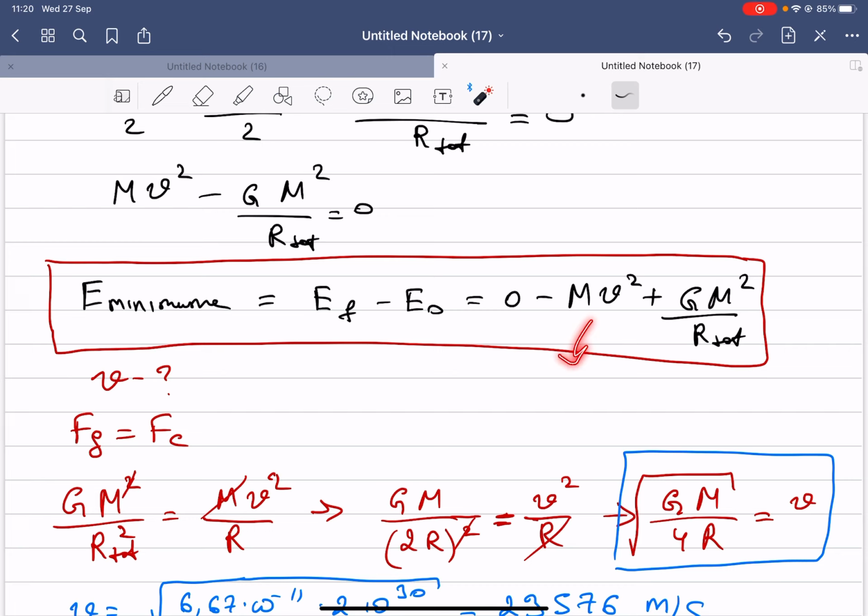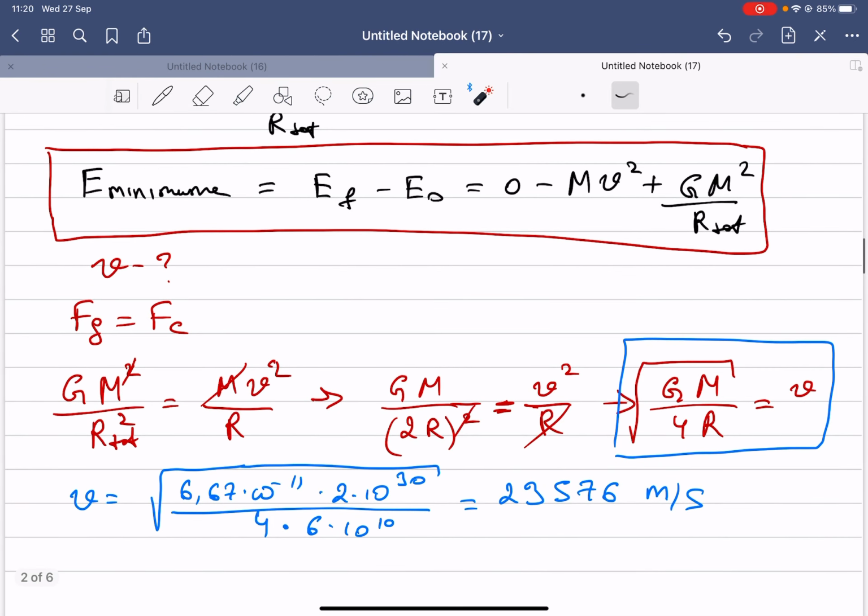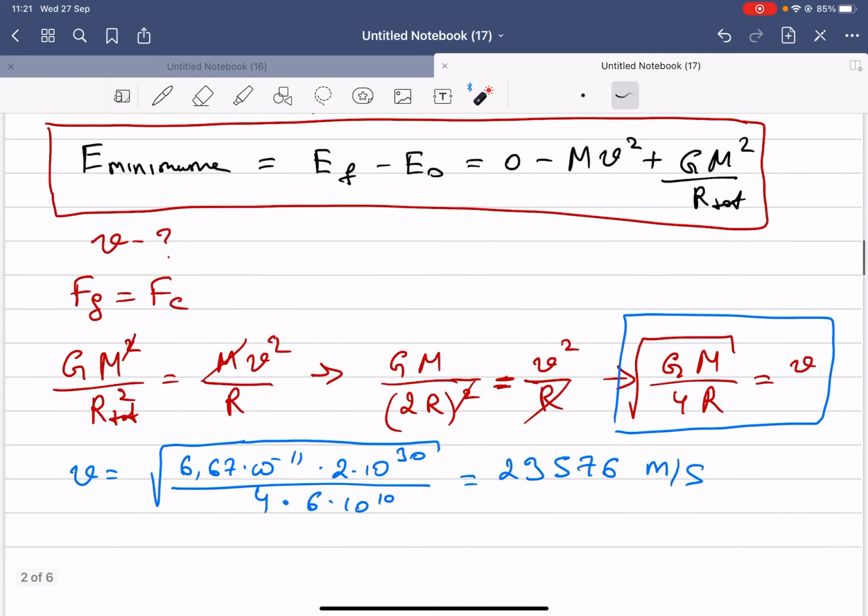In order to find the v initial squared, we have to equalize gravitational force to centripetal force. Gravitational force is equal to G m squared divided by r total squared is equal to m v squared over r. This is centripetal force. And from there, by cancelling one m, and r total is equal to r, and we have to square them, and this r will cancel with this one r. Finally, we will get that v squared is equal to G m over 4r.